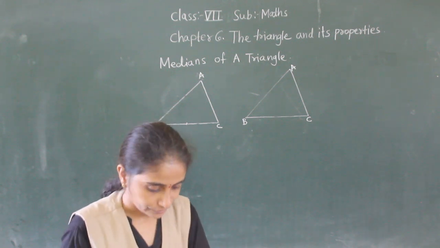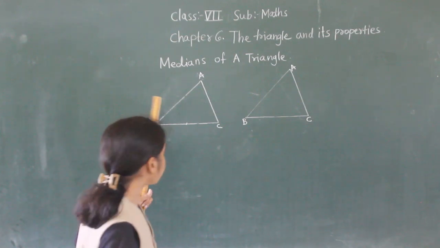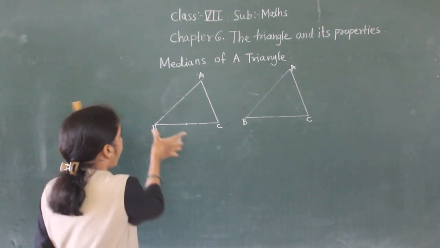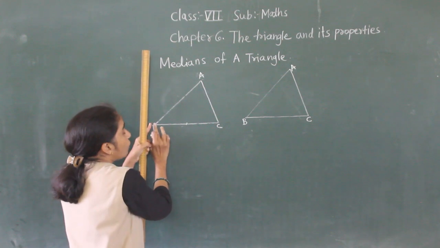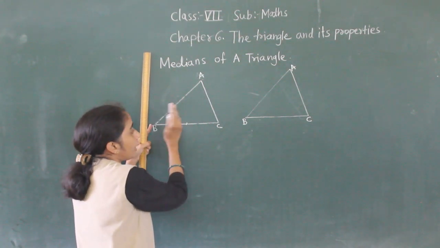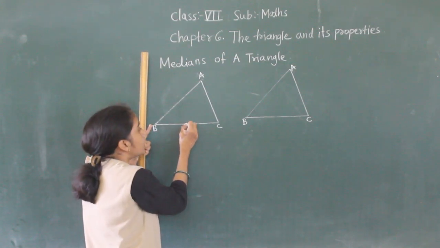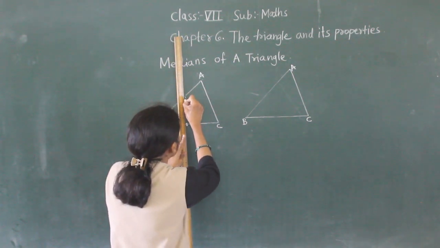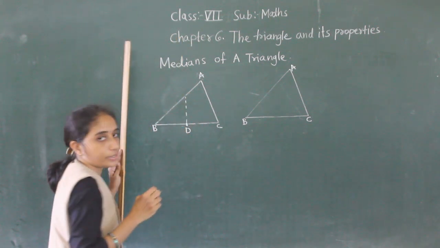See, in the first example, what will you do? ABC is the triangle, and now I have to find the median. So what I did in the activity, this is a paper folding activity: I overlapped B on C. So I got the middle point here, and I have drawn the perpendicular bisector for this line. So D is the midpoint.